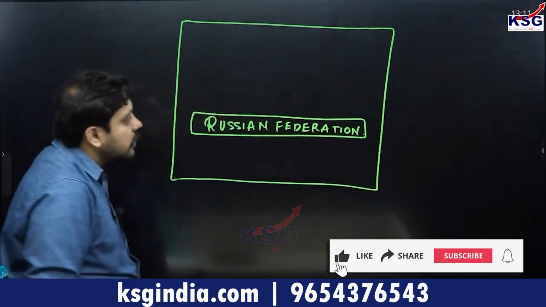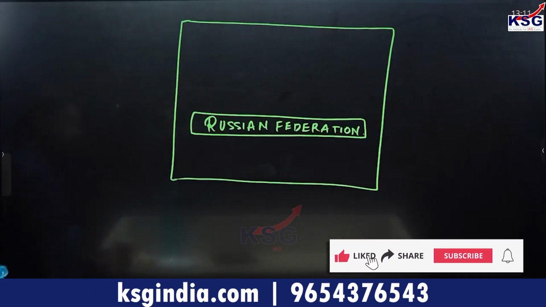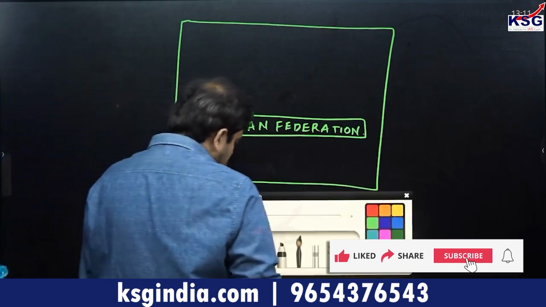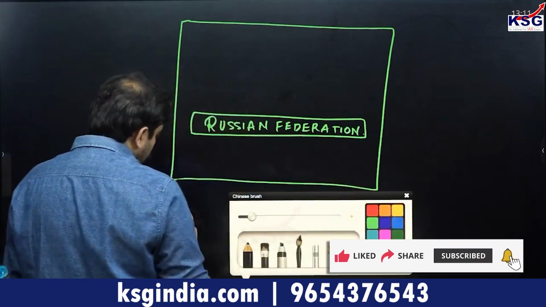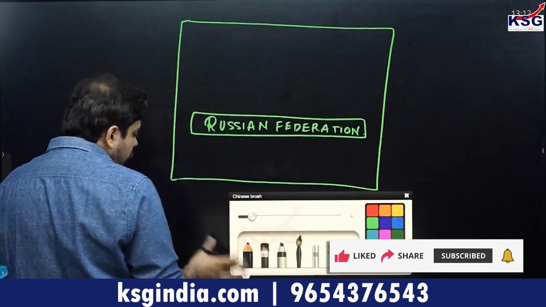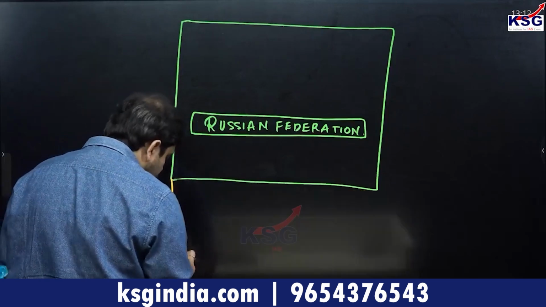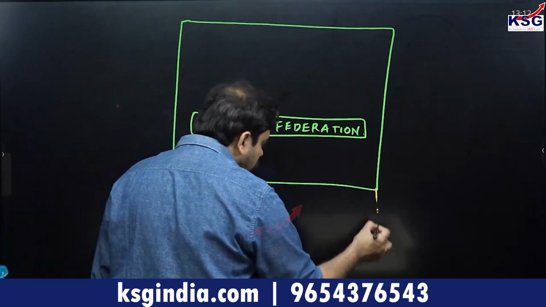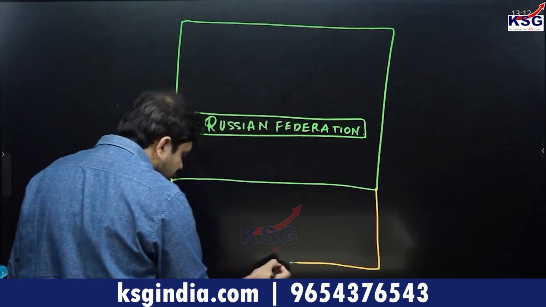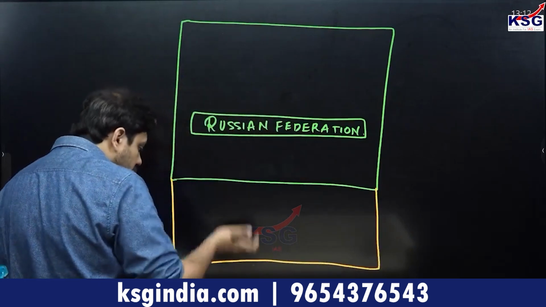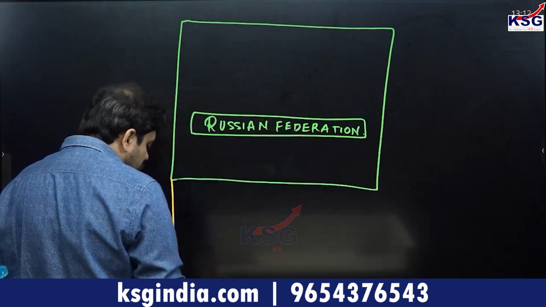This is what is known as the Russian Federation. Okay, now in Russia, right below, you have Central Asia. So this is what is known as Central Asia. Let's say, for example, I'm cutting out a block of Central Asia, approaching it from the northern parts.